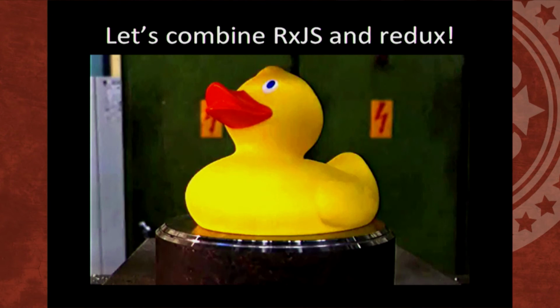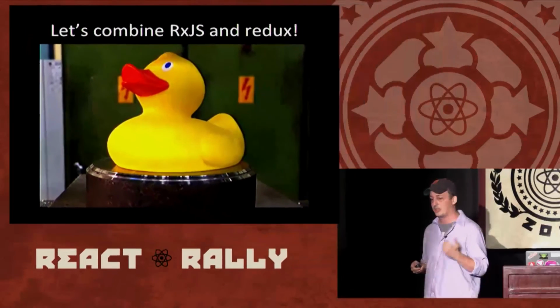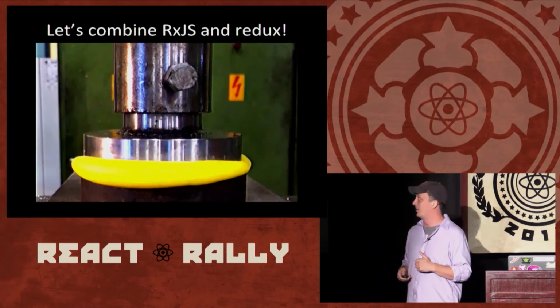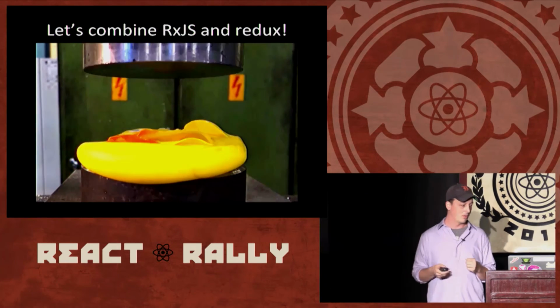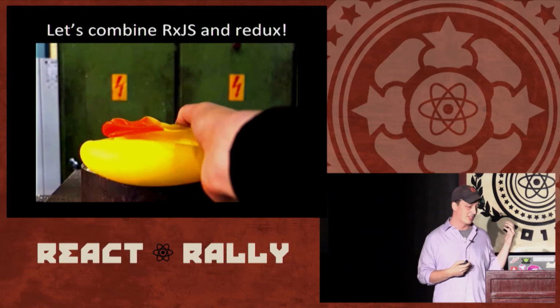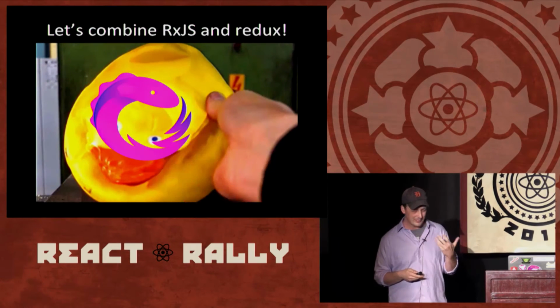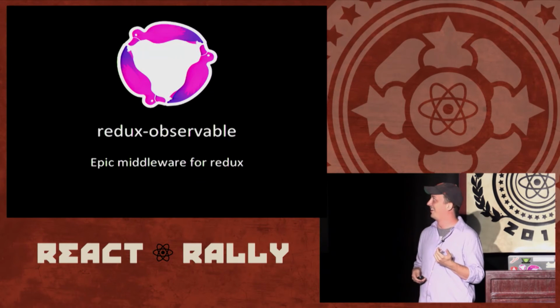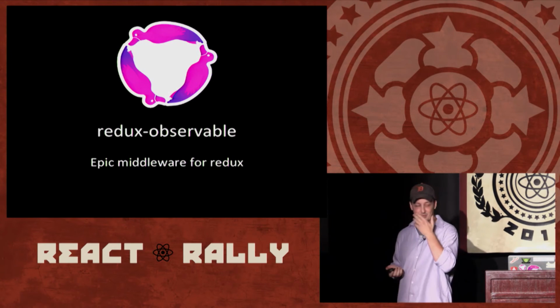So what we really want to do is we want to have this middleware that combines RxJS and Redux, because we can see the value of middleware, and we can see the value of Redux in RxJS, hopefully. So what we do is we smash the duck, and we just slap the Rx logo on it. And that's what we did. And we came up with the Redux observable.